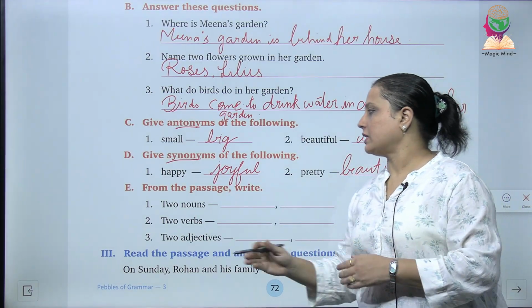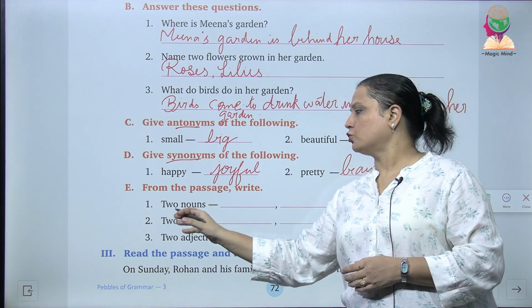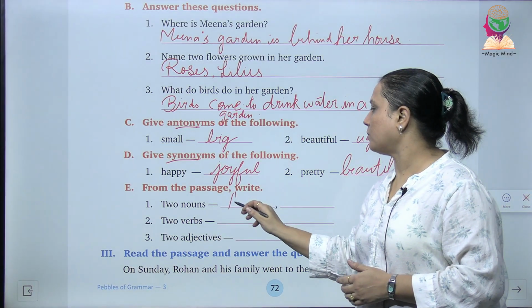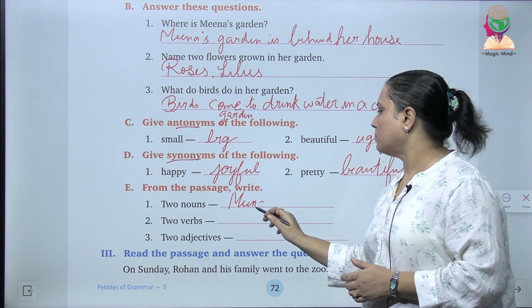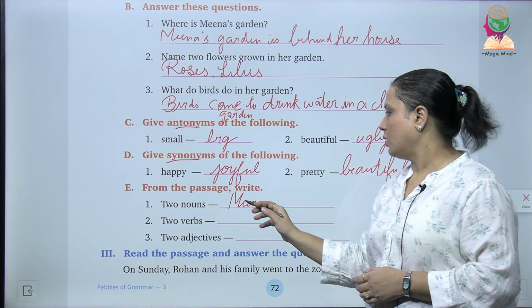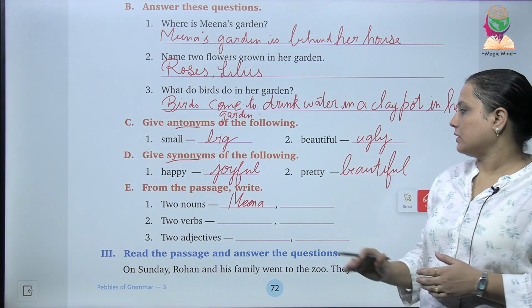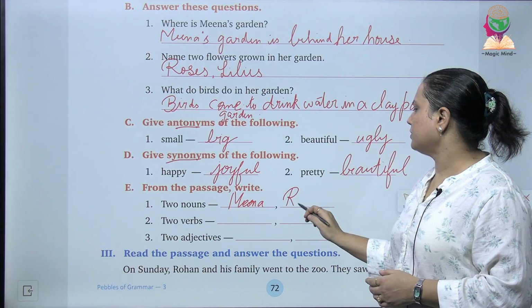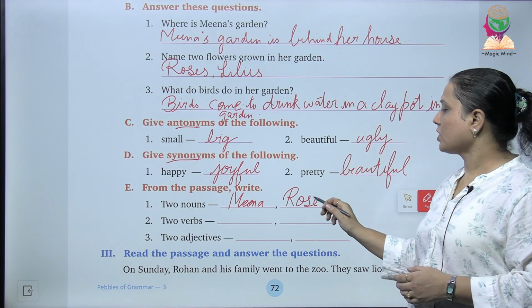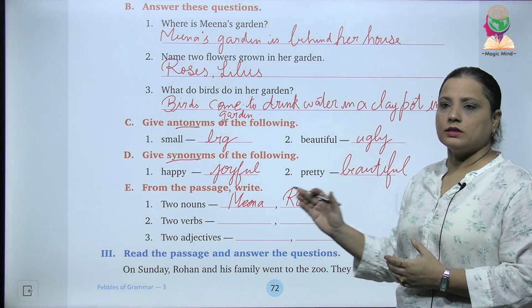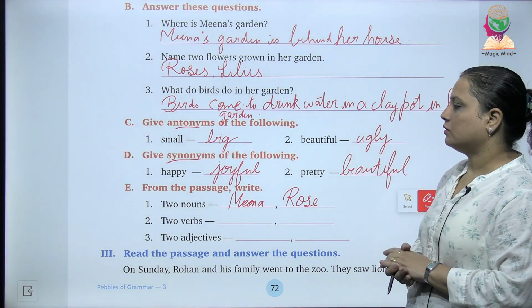Now the question says, from the passage write two nouns. You have to name any two nouns. So I am writing here the name of Meena because Meena is a noun. What is Meena? Meena is a noun. And the second I am writing is the name of a flower, that is rose. Again it's a name of a flower. All naming words are called nouns. Hence this is a noun.